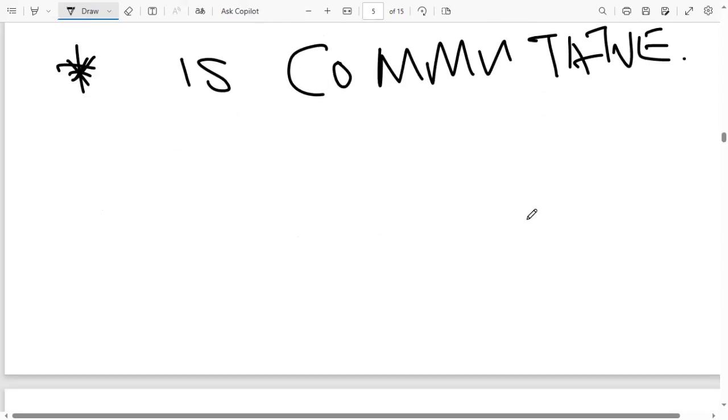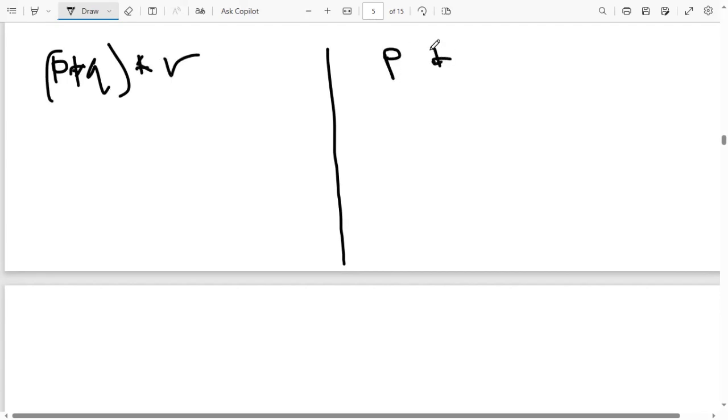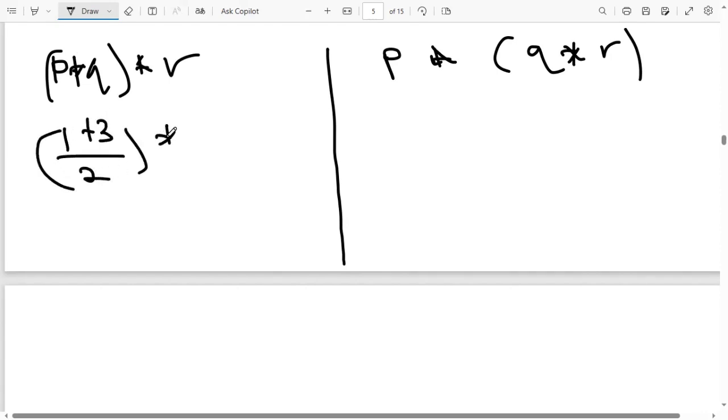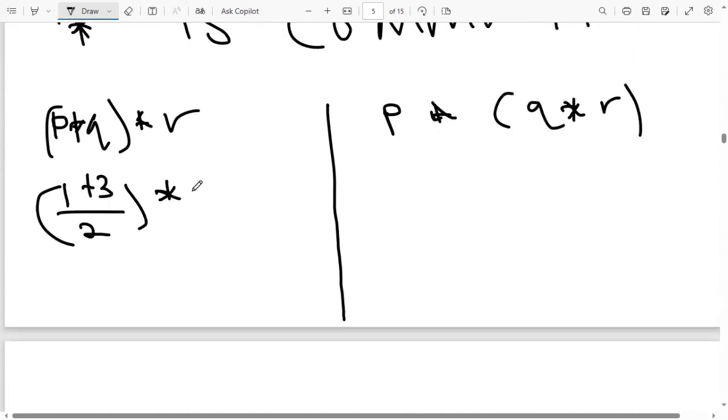Okay, let's prove the associativity property. I'll draw a line here. We want to prove that P star Q, star R is equal to P star Q star R. I said you always start with the brackets if you have to. So we know that P is 1 and Q is 3. So this here is going to give us 1 plus 3 divided by 2, and then star. We let our R be what? Remember our R was 2, so we are going to put 2 here.